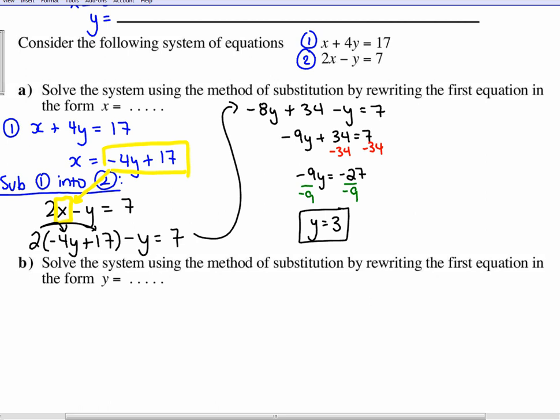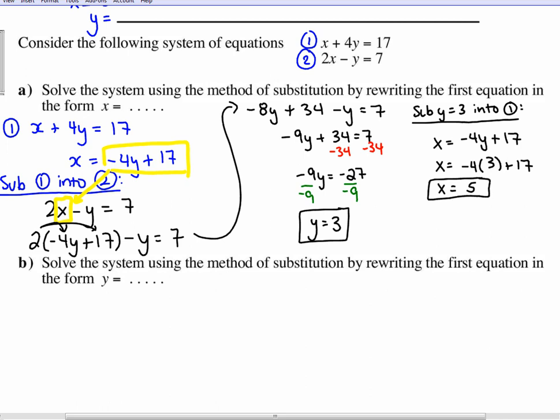So find x by subbing y equals 3 into, I'm going to use the new equation 1, which was x equals negative 4y plus 17. It doesn't matter. You can plug it into any one of those equations and you can still find x. But this is probably the easier one. Negative 4 times 3, or negative 12 plus 17, is 5. Okay?